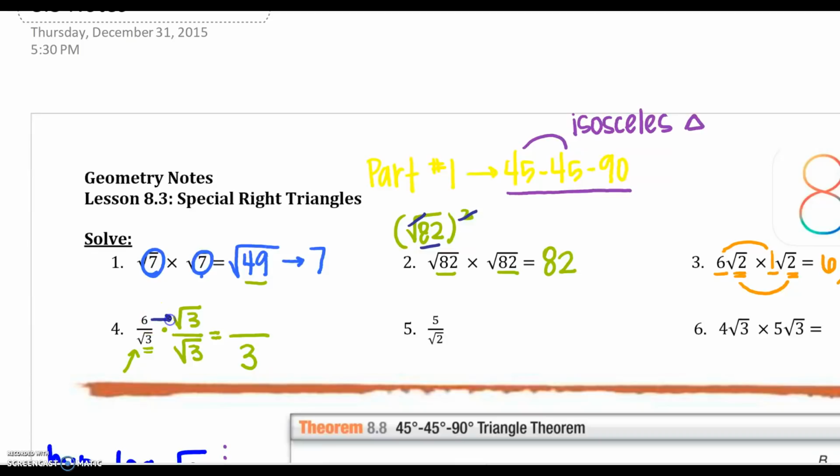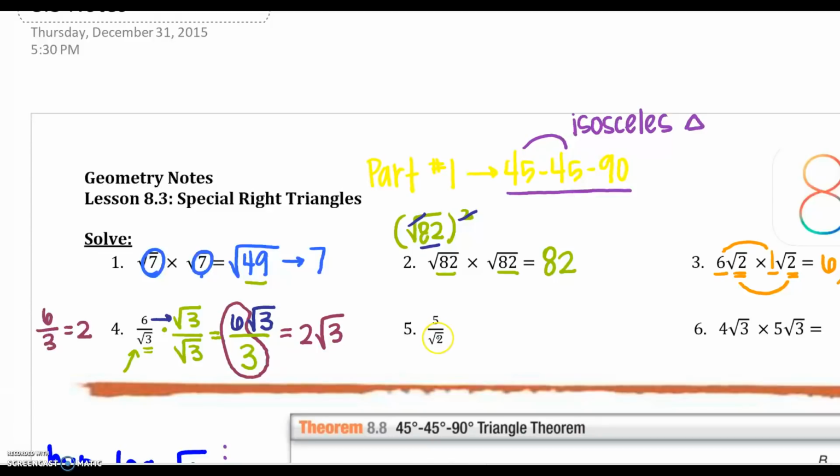And then 6 times square root of 3, well, they can't talk to each other, so they just become multiplied together. The big thing here is you have to make sure that whatever's outside the house can be simplified even in a fraction. So 6 divided by 3 becomes 2, and then I have to make sure I finish with my square root of 3.